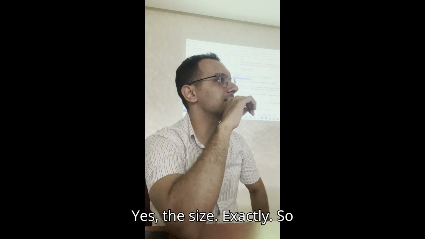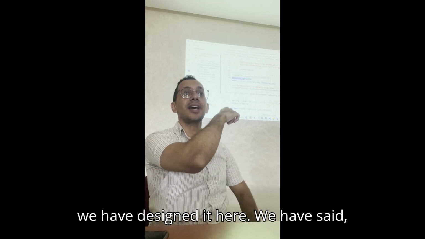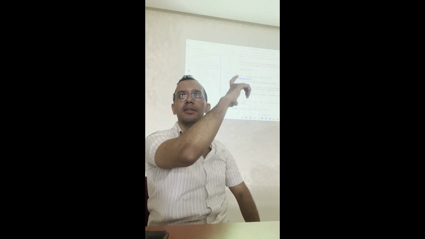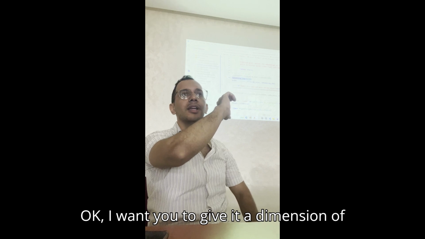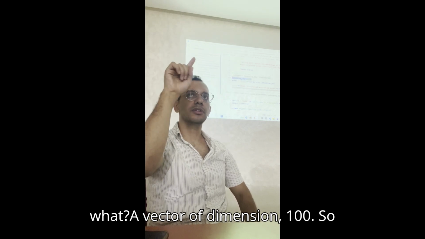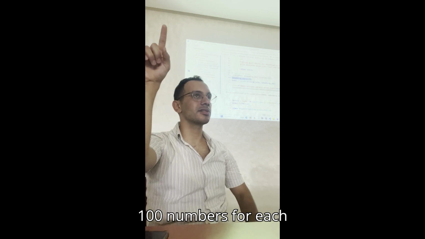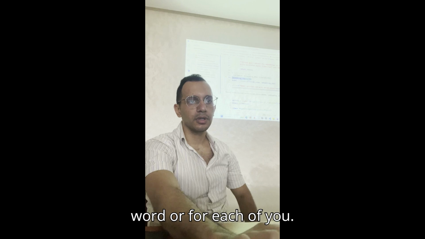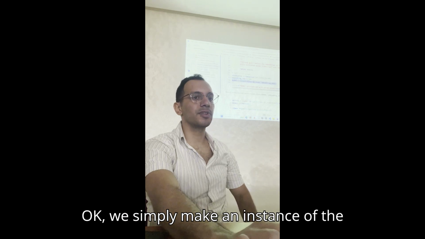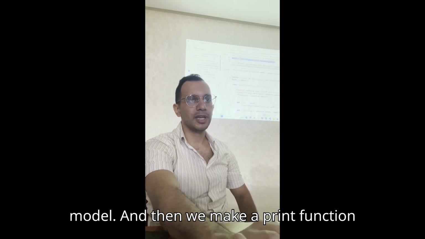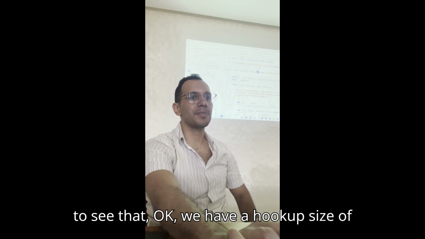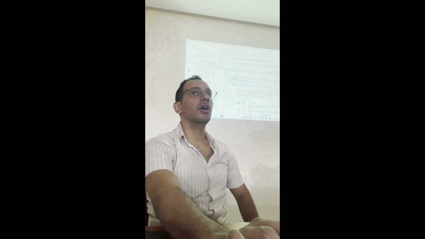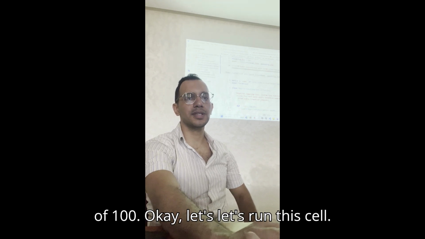Yes, the size, exactly. So we have designed it here. We have said, okay, each word or each pair, I want you to give it a dimension of what? A vector of dimension 100. So 100 numbers for each word or for each token. Okay, we simply make an instance of the model, and then we make a print function to see that we have a vocab size of 30K and an embedding dimension of 100. Okay, let's run this cell.